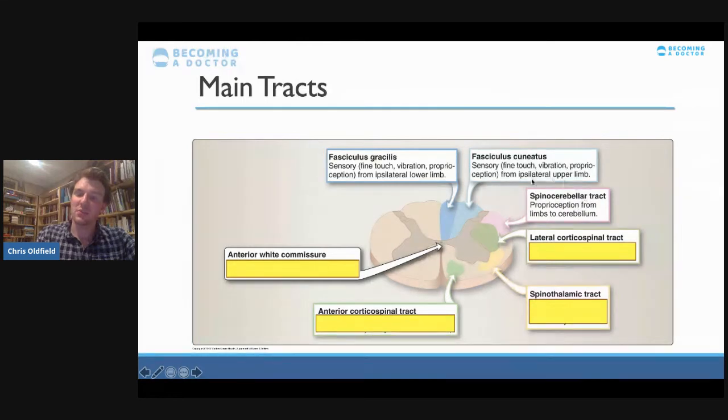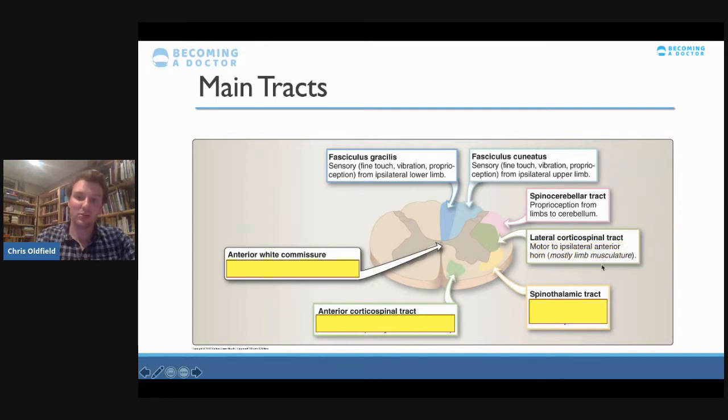There's the spinocerebellar tract, which I didn't mention before. And just so you're quickly aware what it is, it's proprioception. Now, proprioception is a really interesting concept, and it's the awareness of where your body is, where your limbs are, without having to use other senses, so without having to look at them. So for example, I'm able to click without having to use my eyes to look at my hand. And that's the idea of proprioception. It's an awareness of where your body is.